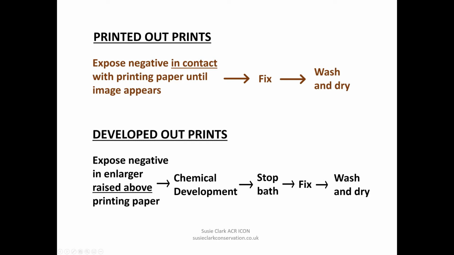So with printed out prints you expose a negative in contact with printing paper until the image appears, and then it's fixed, washed and dried. Whereas with developed out prints you expose a smaller negative in an enlarger raised above the printing paper. You expose it briefly to form a latent image which isn't visible to the human eye, and then the image is brought out by chemical development, and then a stop bath is used to stop the development, and then it's fixed, washed and dried.